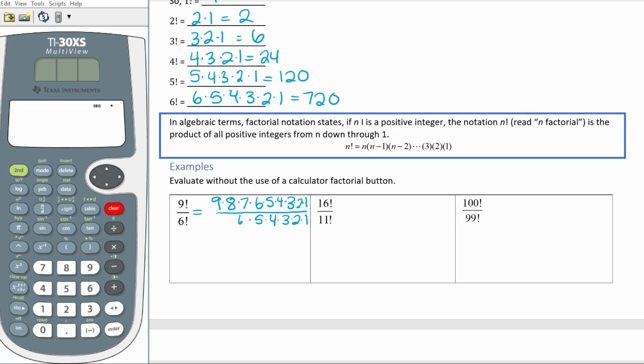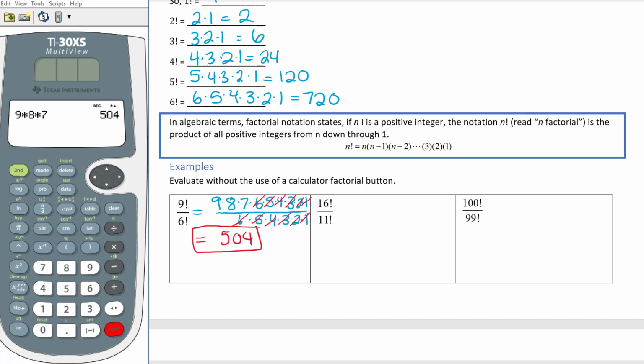Well, what do we notice here? When we're dividing factorials, this 6 and this 6 divide out nicely. This 5 and this 5 divide out nicely. This 4 and this 4, this 3 and this 3, all the way down. So really all I have is 9 times 8 times 7. Now I'm going to use my calculator because I don't really want to multiply that in my head. And that's going to get me 504.